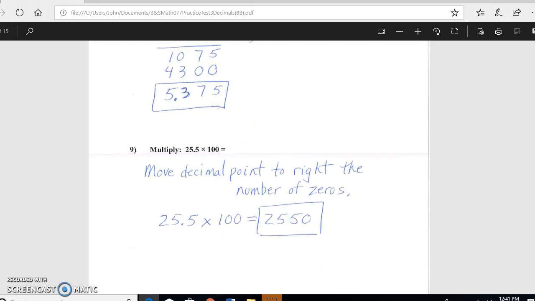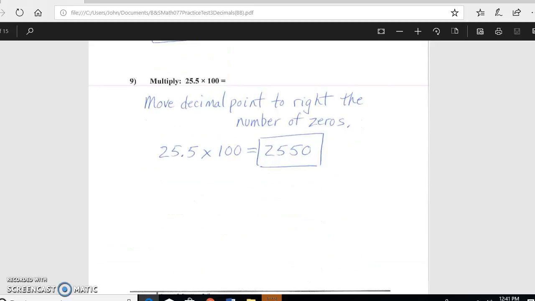Now when we come to number 9, we notice that we are taking a decimal number and we're multiplying by a factor of 10. We're multiplying by 100. And whenever we're multiplying by any factor of 10, we're going to move the decimal point to the right, the number of zeros that we have in our factor of 10.